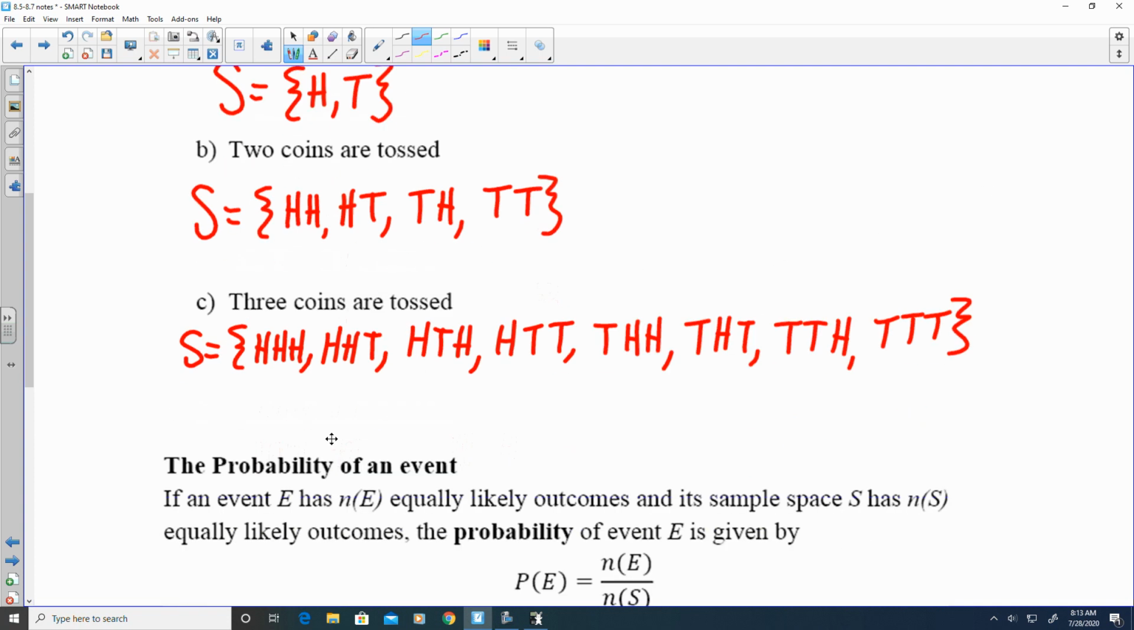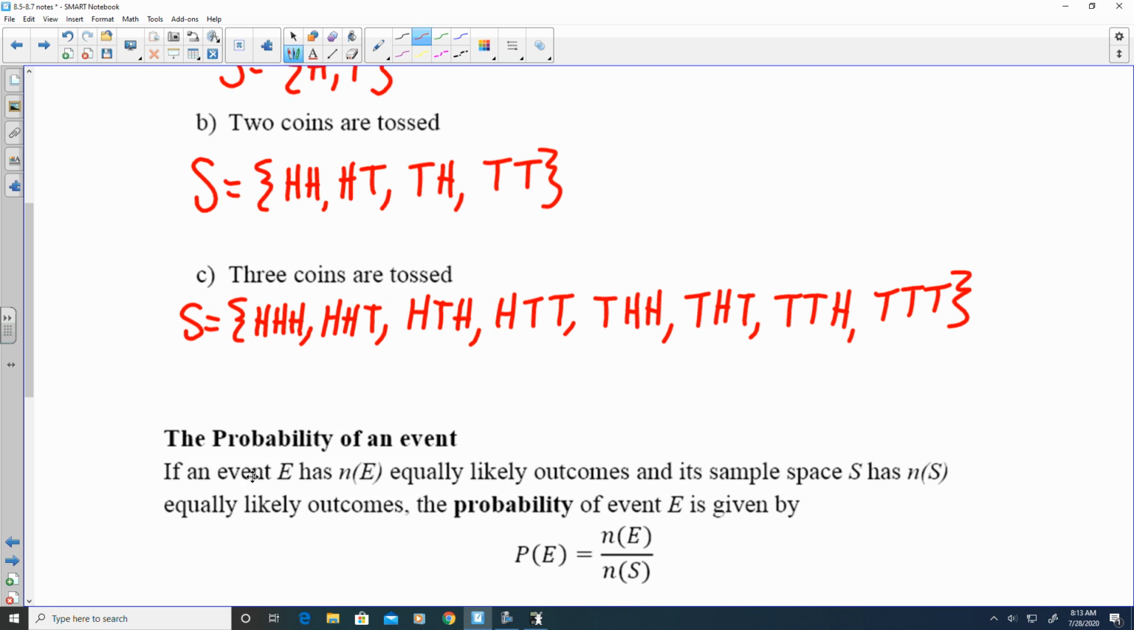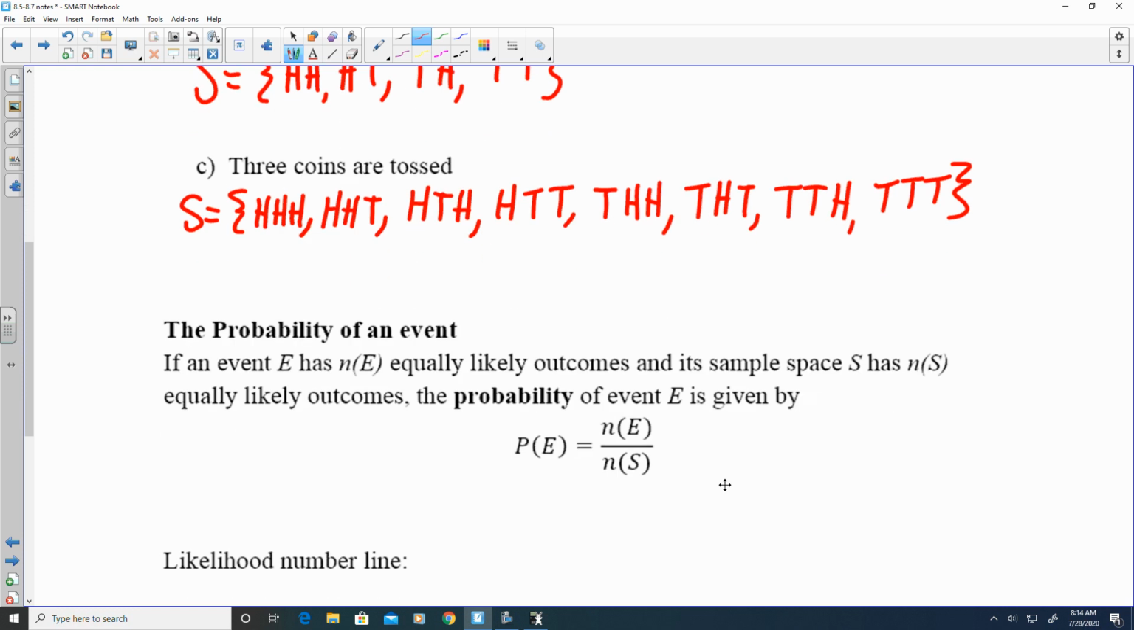So to find the probability of an event E, we have to know the number of ways event E can happen divided by the number of items in the sample space, which is why understanding what a sample space is and how to find it is important, because you have to have it for the probability. That is on the bottom, the number in the sample space. And again, the top is the number in the event, or how many ways the event itself can happen.